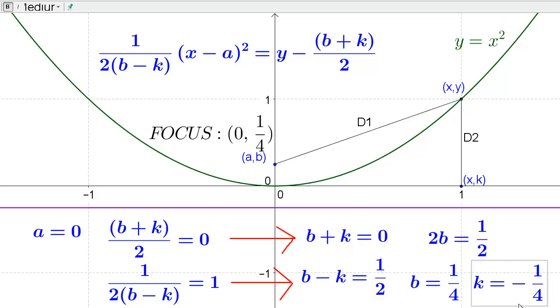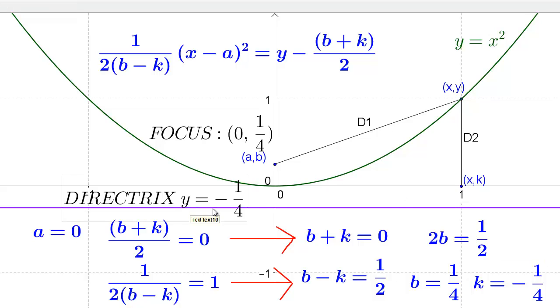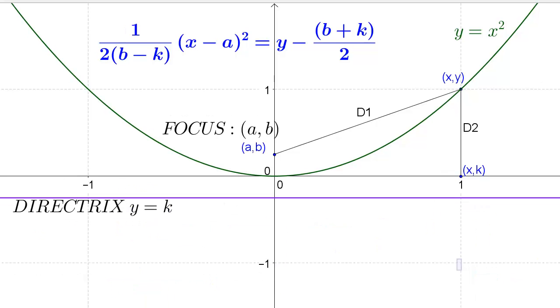And if we substitute this value of 1/4 into b plus k equals 0, or the bottom equation, you're going to get that k must equal negative 1/4. So now that we know k, we know the equation of the directrix. The directrix is at y equals negative 1/4, which kind of makes sense. If you look at the y equals x squared parabola, all the points are going to be equally distant from that point (0, 1/4) and the directrix, the purple line here, y equals negative 1/4.